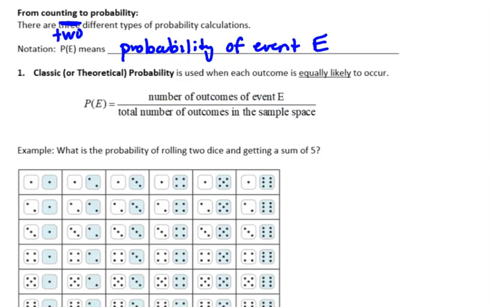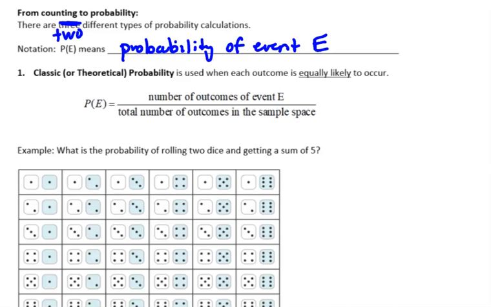So let's look at the first probability, probably the probability you're most familiar with. It's called classic or theoretical probability. And that's used when each outcome is equally likely to occur. Like if you toss a coin, it's equally likely to get heads or tails. If you roll a dice, you're equally likely to get a 1, 2, 3, 4, 5, or 6. So this is used for equally likely events. To calculate the probability, the probability of event E is just the number of outcomes for event E over the total number of outcomes in the sample space.